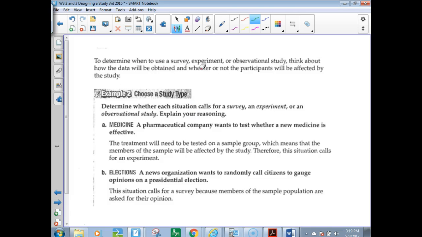To determine whether it's a survey, experiment, or observational study, think about how the data will be obtained and whether or not the participants will be affected by the study. These are already telling us the answer, so let's jump to something that's not. You could read these opinions; that would be a survey. This one's a pharmaceutical company that wants to test a new medicine, so that's going to be an experiment.